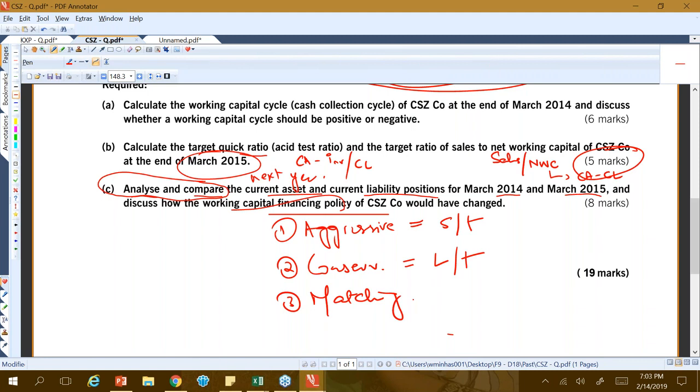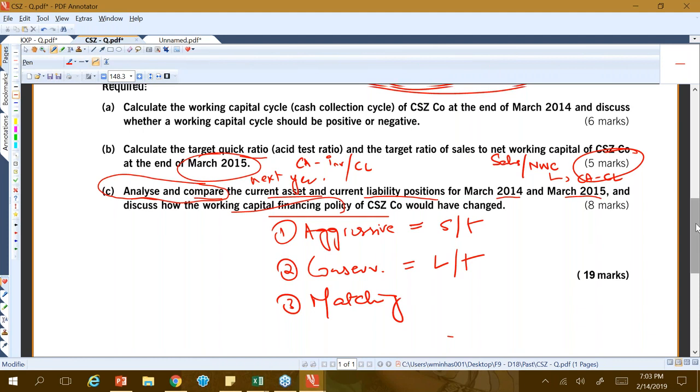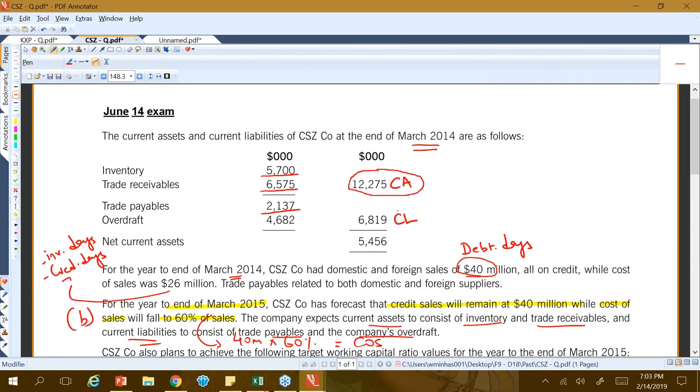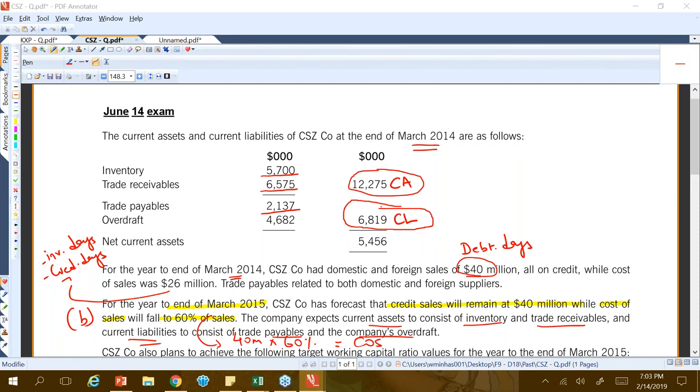So we have to analyze and compare current asset and current liability positions for 14 and 15. Now, this is another requirement which is not usually liked by the students. So let's think of this. In 2014, what were our current assets? They were 12,275. What were our current liabilities? 6,819. So let's take these from here.